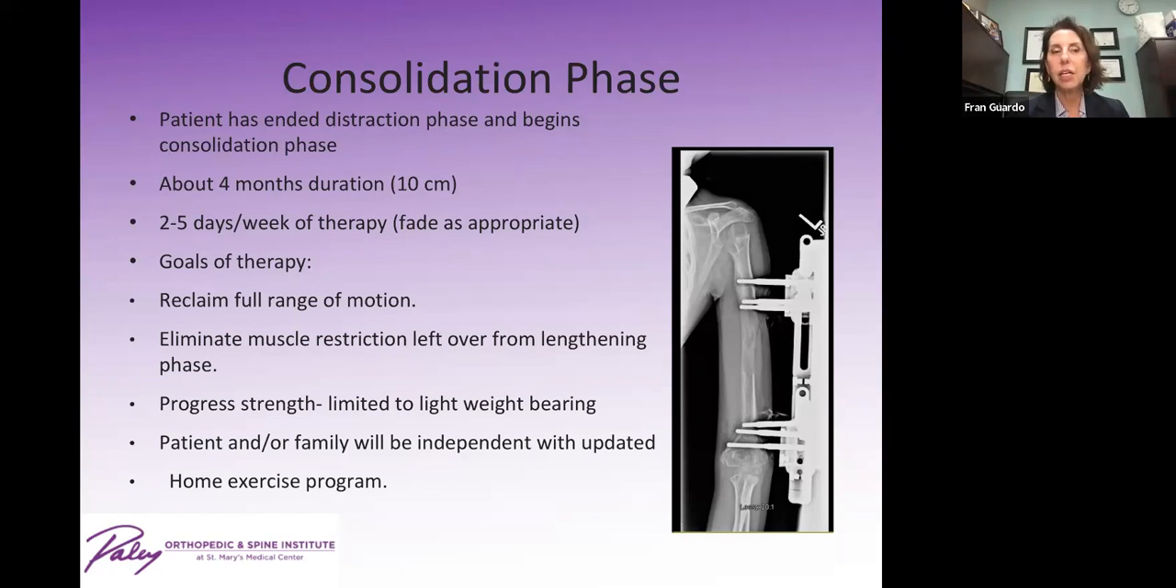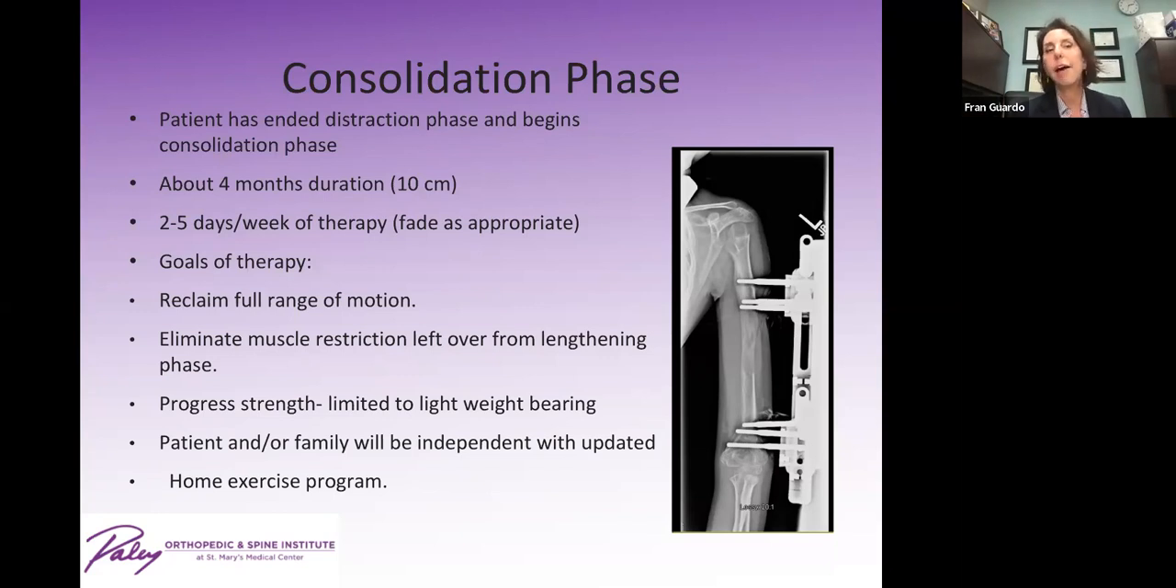And it's based on right at the end of lengthening. If you're extremely tight, you may still need to be seeing a therapist 5 days a week if that's what you were doing at the end of your distraction. And then as your range of motion returns, you can fade that down to 2 or 3 times a week, or rather 3, 2, 1. And then you may hit the point where you're just doing maintenance at home.